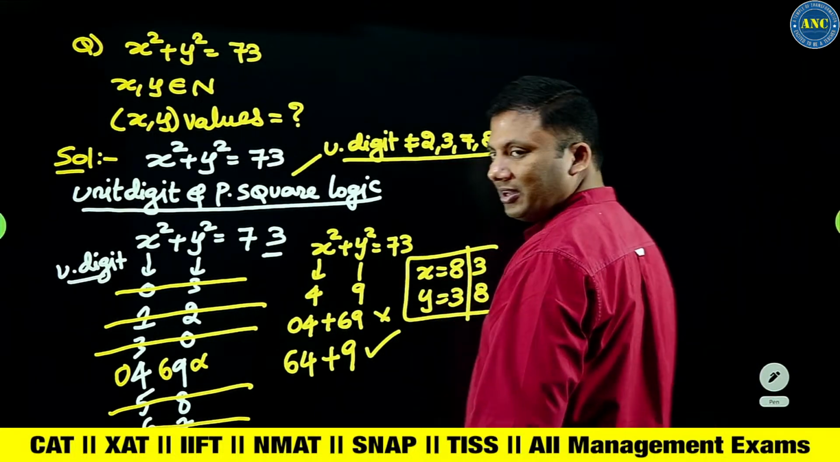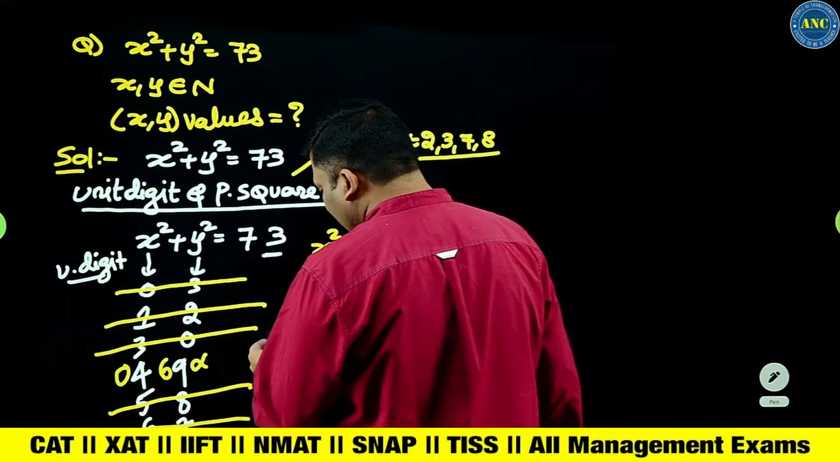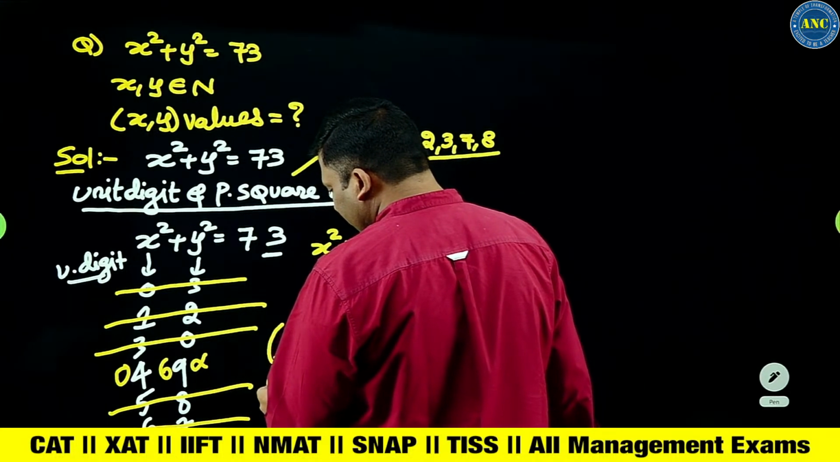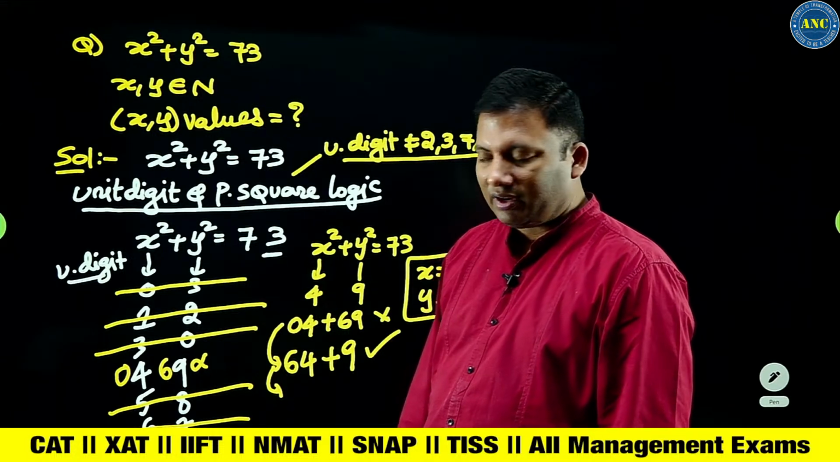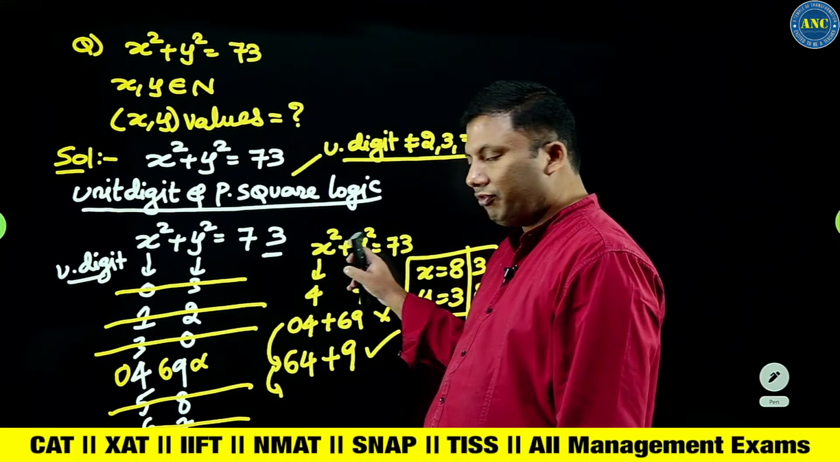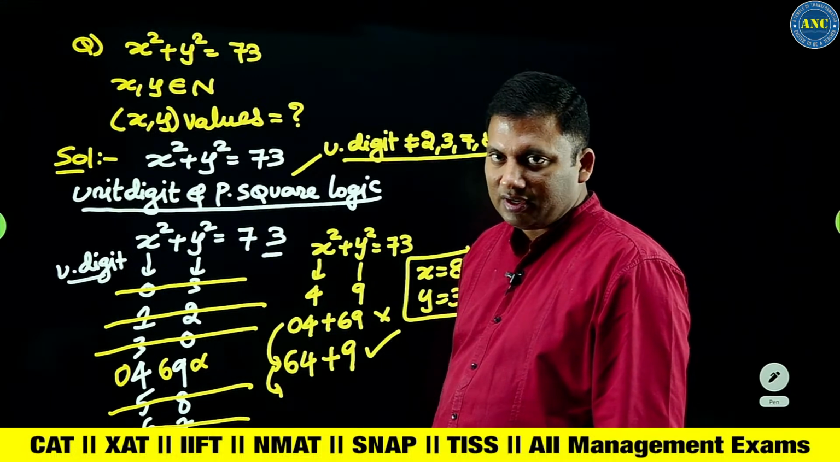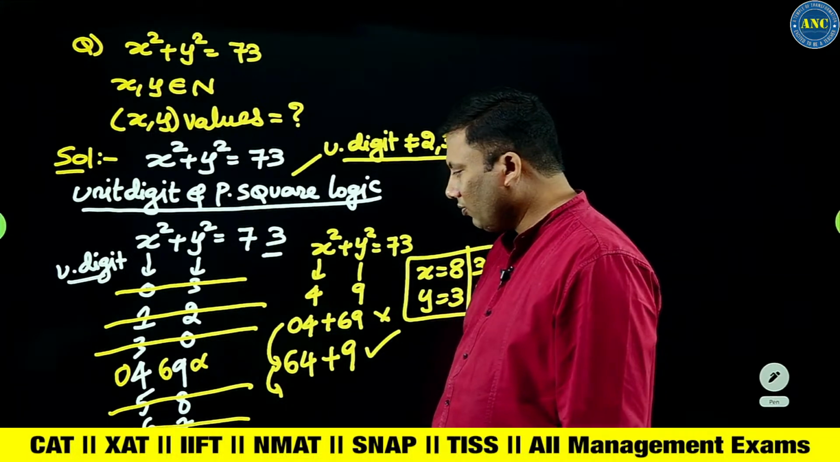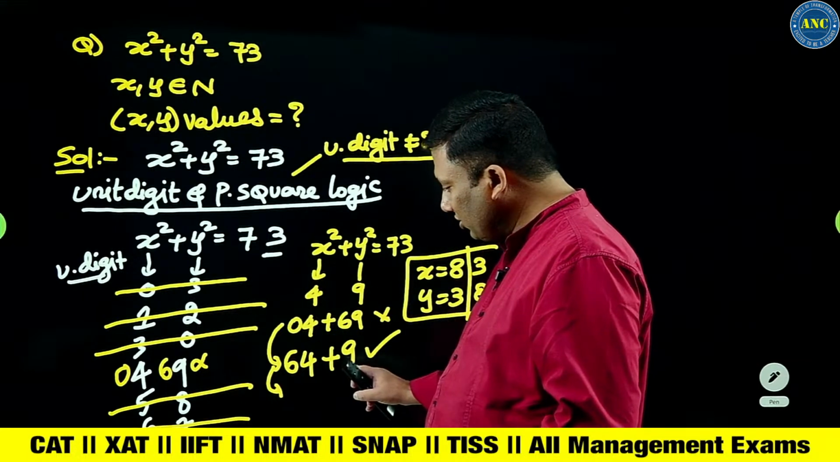Are you all with me? You have to take the cases. First case, this is not satisfying. Second case, I cannot take third case. 12 square is 144. 144 plus a positive number, the answer will be greater than 144. I hope the idea is very clear to you.